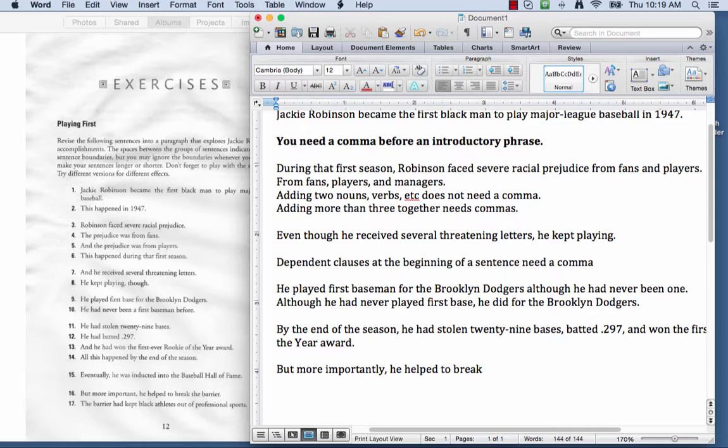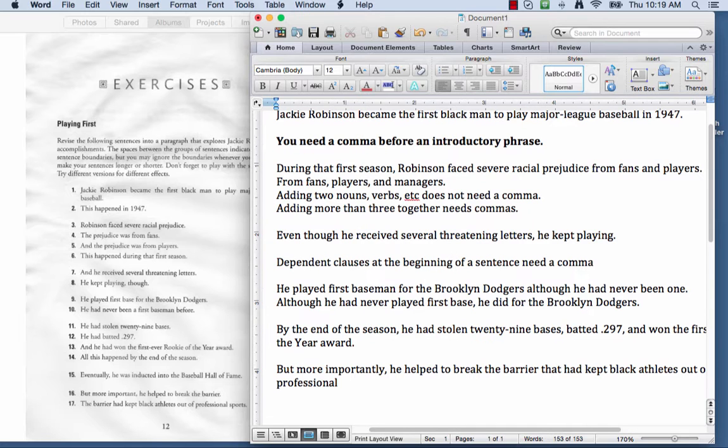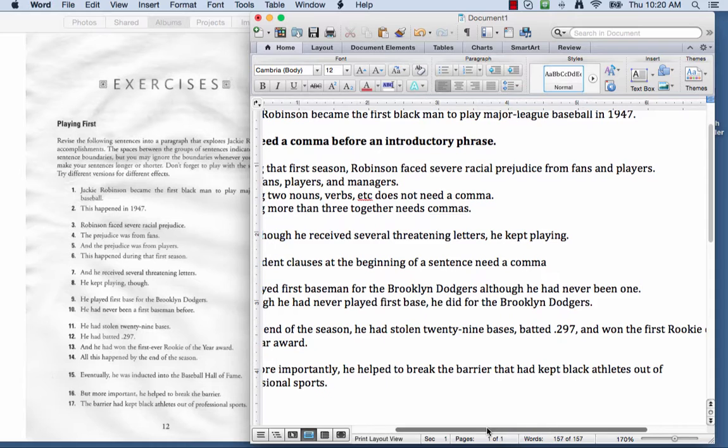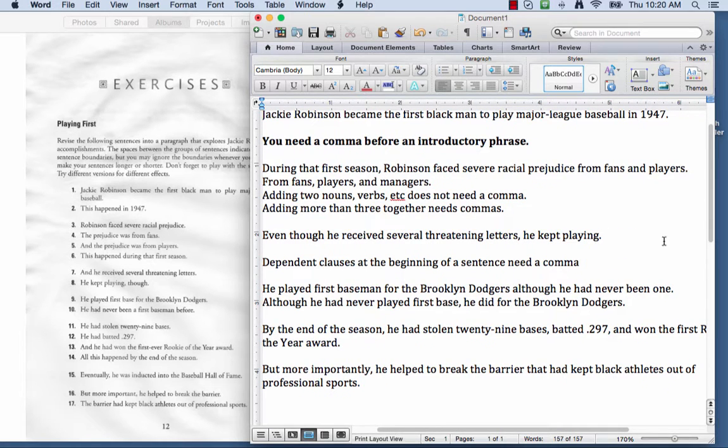He helped to break the barriers that had kept black athletes out of professional sports. In this case, I'm creating what they call a relative clause, and I'm talking about adding this to this. We'll talk more about that next week.